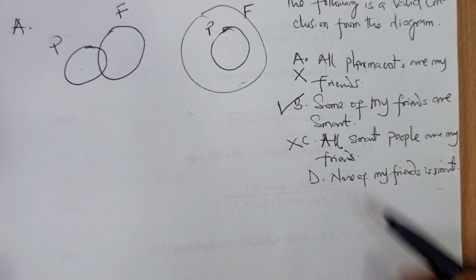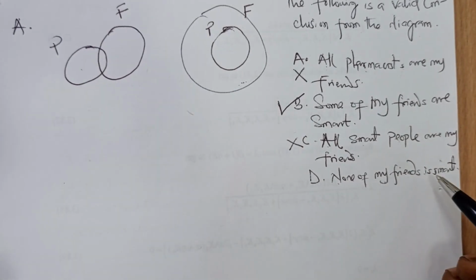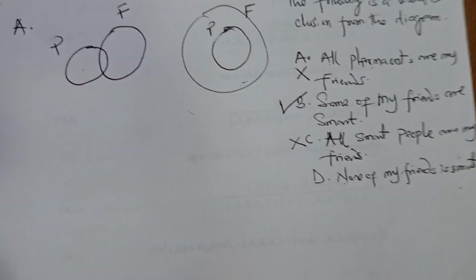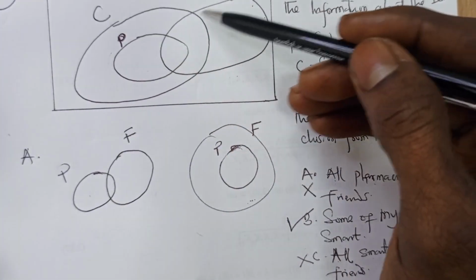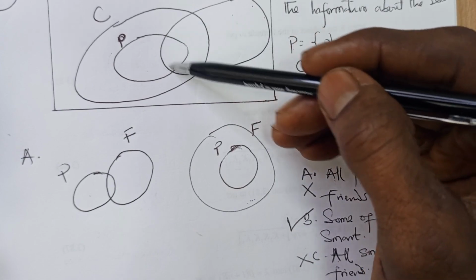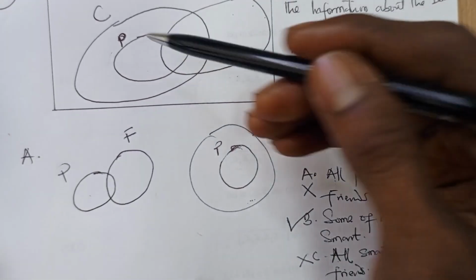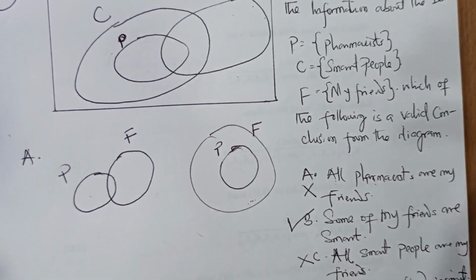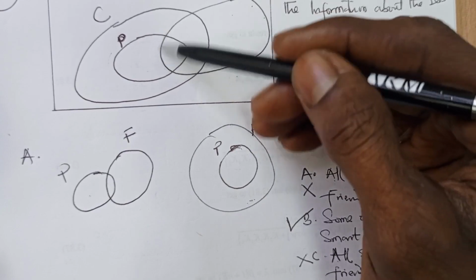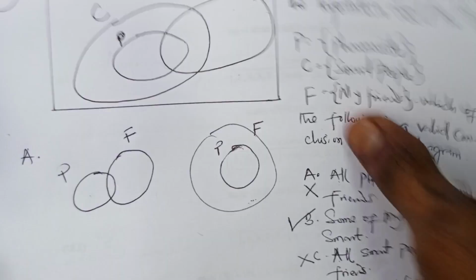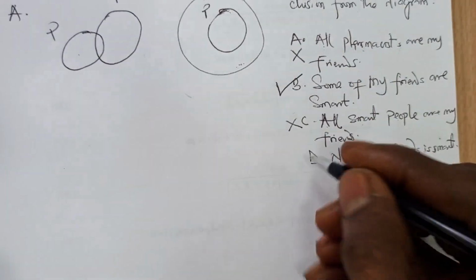The last one says none of my friends is smart. Let me see. This is smart people. Of course, there is some percentage of friends who are smart. Now they say none of my friends is smart. No, that's false. Some portion of these friends are smart. So this one is invalid.